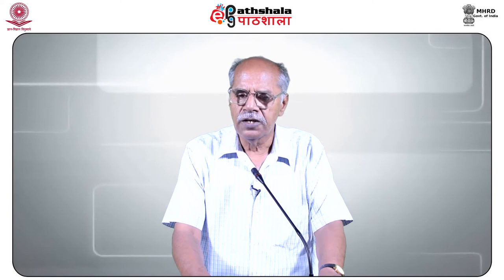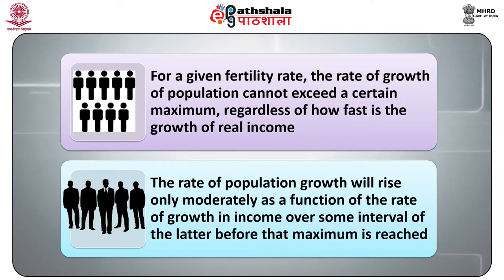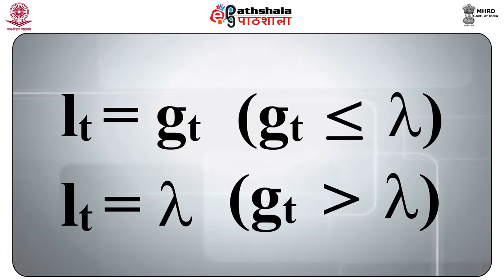Kaldor makes 2 points. For a given fertility rate, the rate of growth of population cannot exceed a certain maximum regardless of how fast is the growth of income. Secondly, the rate of population growth will rise only moderately as a function of the rate of growth of income for some interval of the latter, before the maximum is reached.